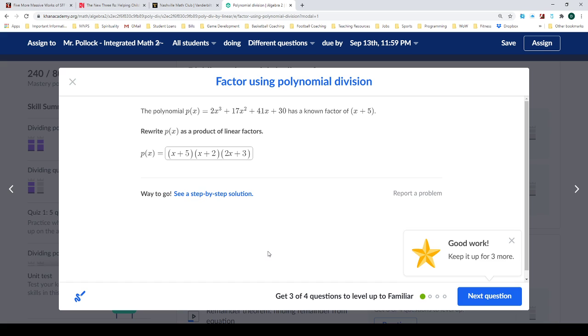Make sure I'm doing everything good. Okay, so we got it. So this shows you how polynomial long division can be used to help you factor polynomials.